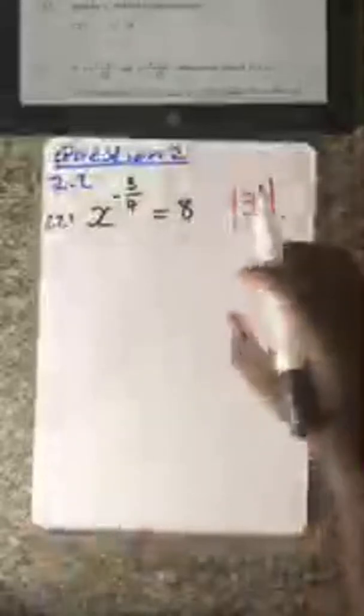We are now on 2.2.1. This is what we are given. Ladies and gentlemen, when you are given this type of question, what you must do is try to either simplify or expand what is expandable. So x to the exponent -3 over 4 is just as it is. Nothing much can be done there.